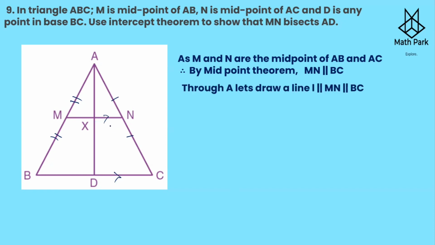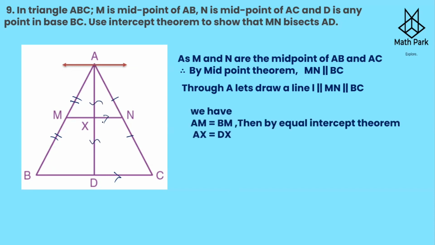Now let us draw a line L which is parallel to MN, parallel to BC, and the intercepts made by transversal AB are equal. That is, you have AM is equal to BM. Therefore, you get AX is equal to DX, and thus you can say that MN bisects AD at X. Bisects means it makes two equal parts of AD.